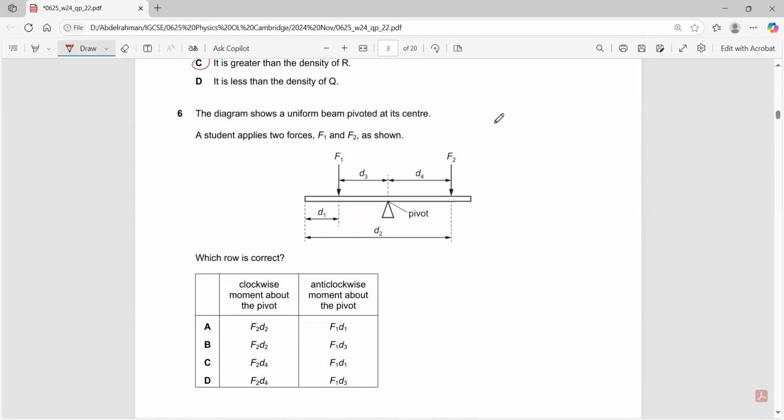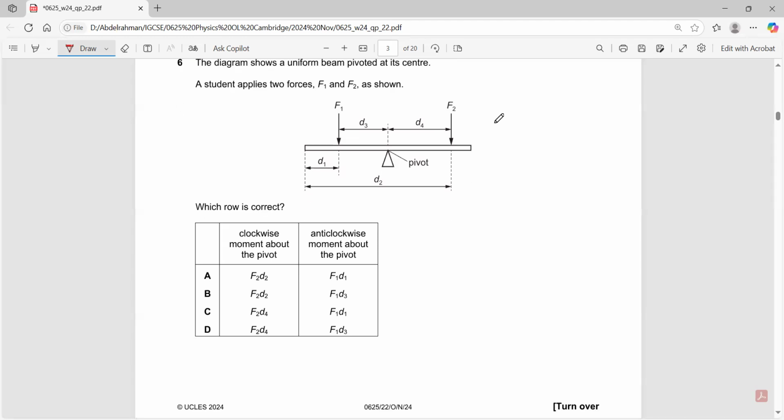The diagram shows a uniform beam. A student applies two forces F1 and F2. Which row is correct for the clockwise moment and the anti-clockwise moment? Clockwise moment would be F2 times the distance, which is D4. So it's either C or D. F1 and D3. So it is D.